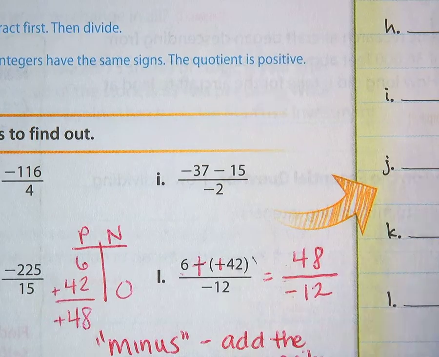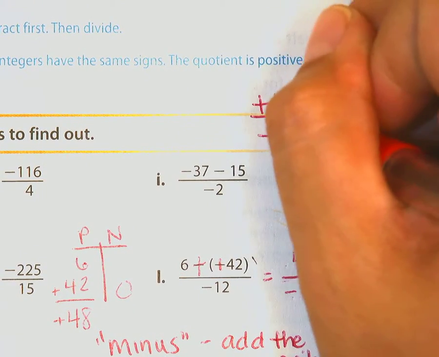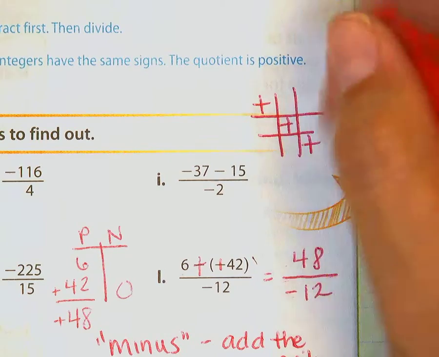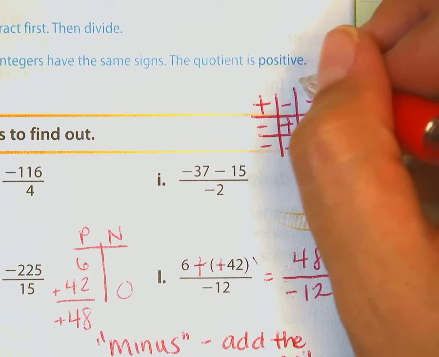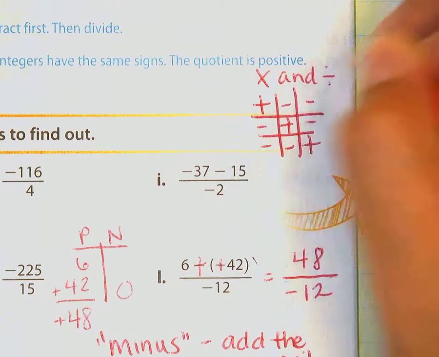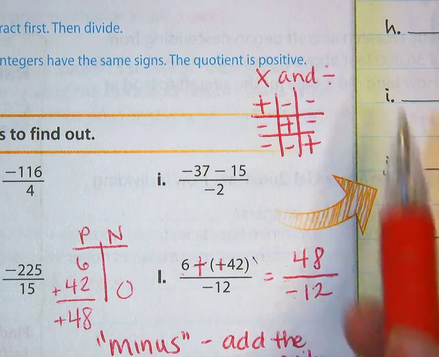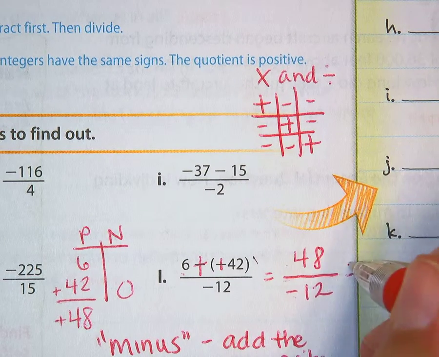And for those of you that like the tic-tac-toe method, it looks like this, where you have your positives on a diagonal. Everything else can be filled in with negatives. And remember, these rules work for multiplication and division. So we have a positive divided by a negative. So positive divided by negative is a negative answer.